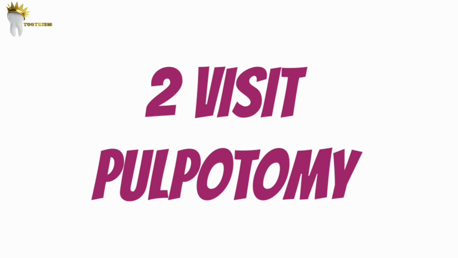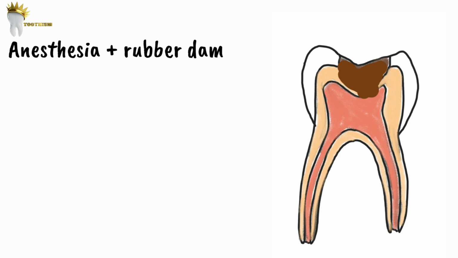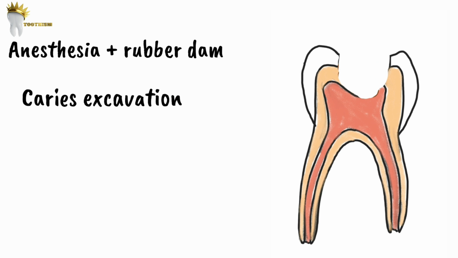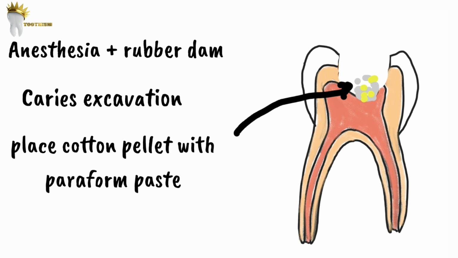Okay, so now we have learnt about the one-visit formocresol pulpotomy technique. Let us see how a two-visit devitalization type is done. In the first visit, LA is administered and a rubber dam is placed. Following this, cavity preparation and caries excavation are done. Now here, instead of formocresol, we use paraformaldehyde paste. It is incorporated in a cotton pellet and gently placed onto the exposure.